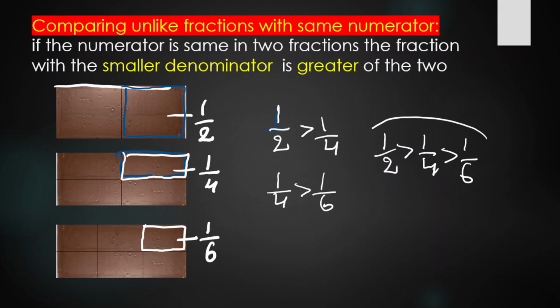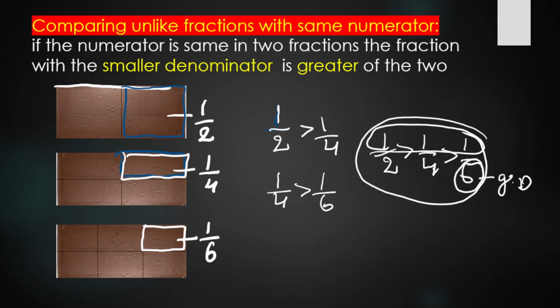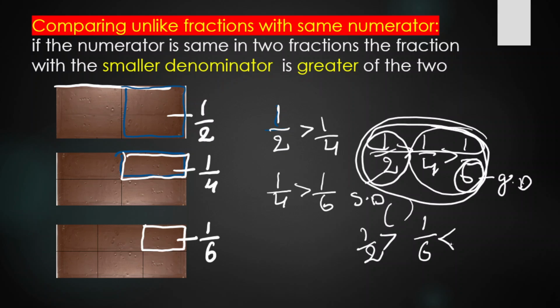Here observe all the fractions are unlike fractions with same numerator. And in unlike fractions, here 6 is the greater denominator. Here it is the greater denominator and it is the smaller denominator. Here the smaller denominator becomes the greater value, and the greater denominator becomes the smaller value. Here 1 by 2 is greater than remaining both the fractions and this 1 by 6 is less than remaining two fractions.